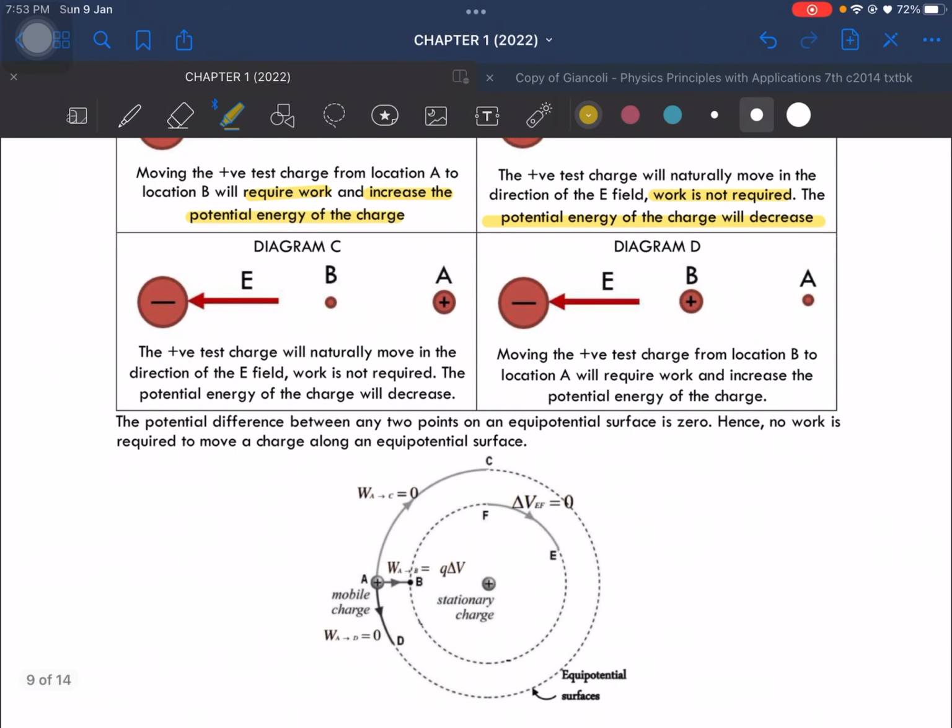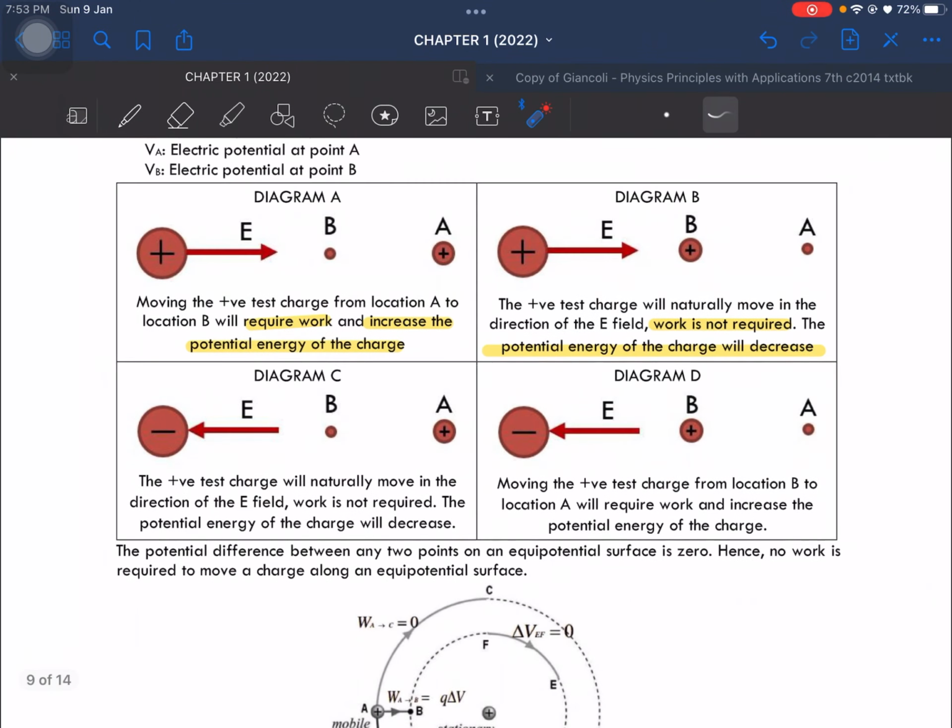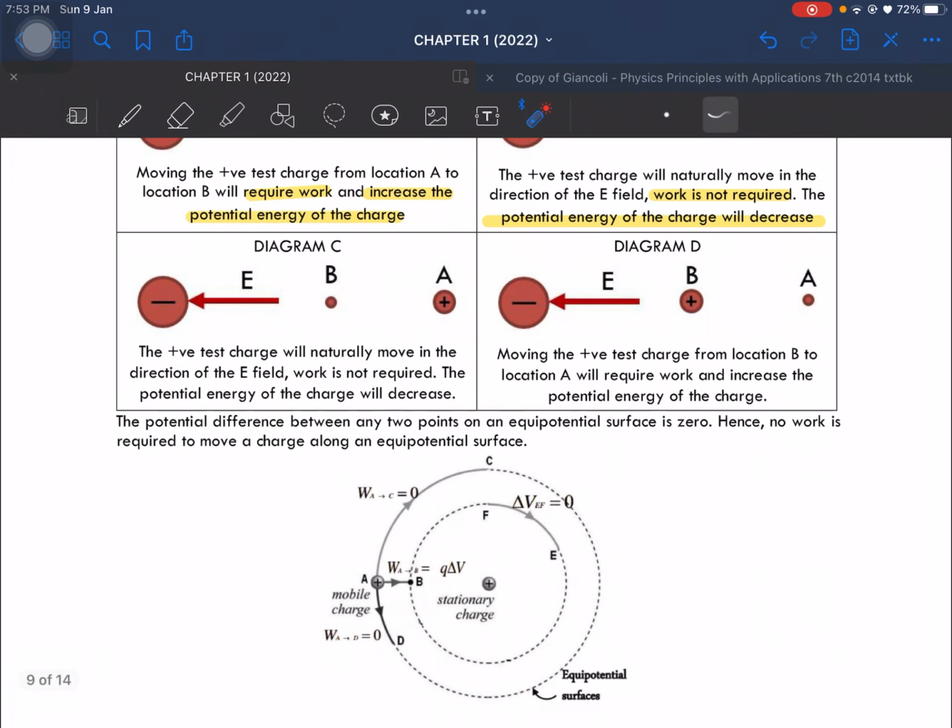Okay, and then the difference is this one is the positive test charge, and then for this one the point B has the positive test charge, so that's why it will naturally move in the direction of the electric field. Okay, and then for diagram C, the positive test charge will naturally move in the direction of the electric field. Work is then not required. The potential energy will decrease.